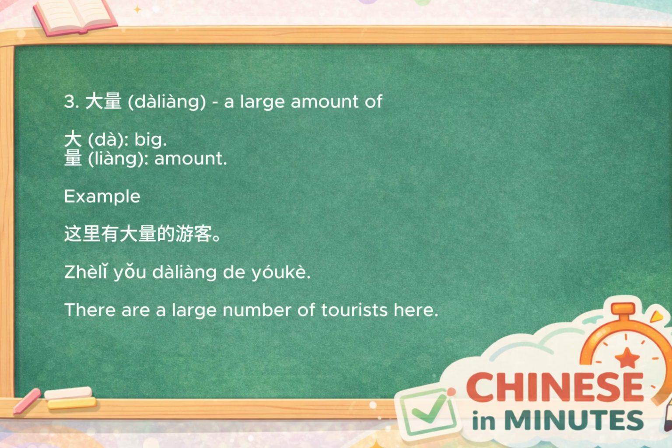Our third word is 大量, meaning a large amount of. The character 大 means big, and 量 means amount. So the literal meaning is a big amount. In real life, it's used to describe a large quantity of almost anything, including people, food, information, or time. Here's an example. 这里有大量的游客. There are a large number of tourists here. You'll hear 大量 very often in both everyday conversations and news reports.